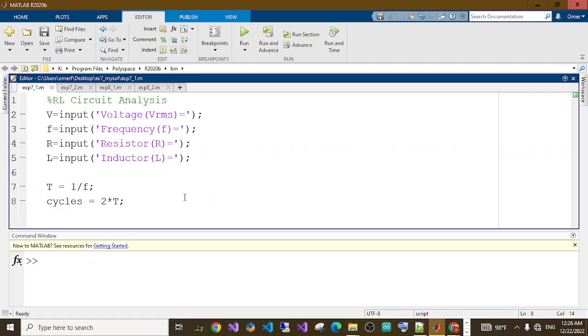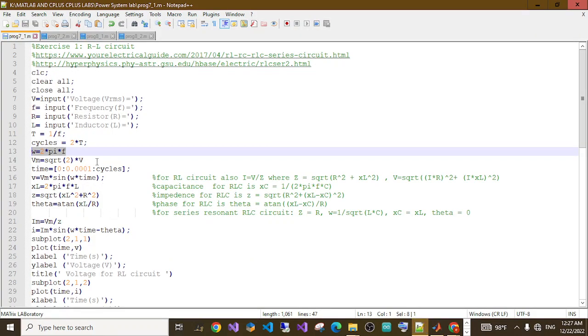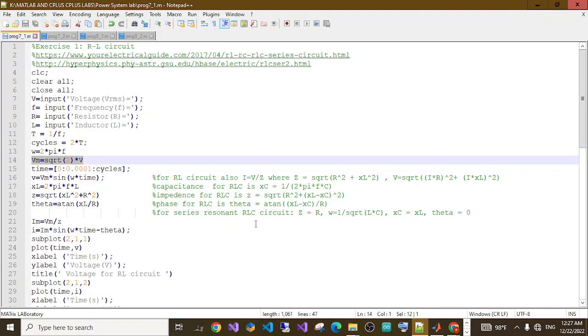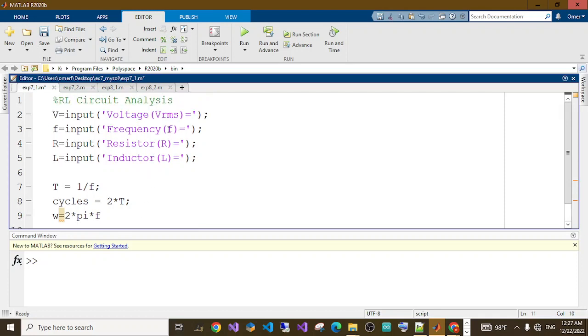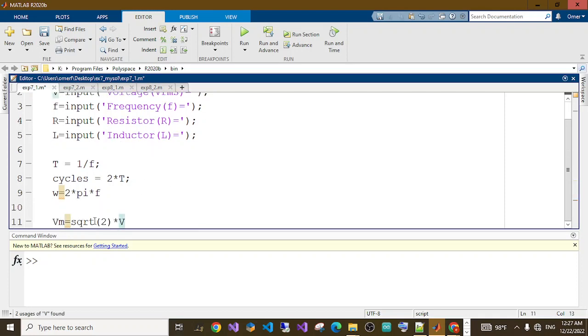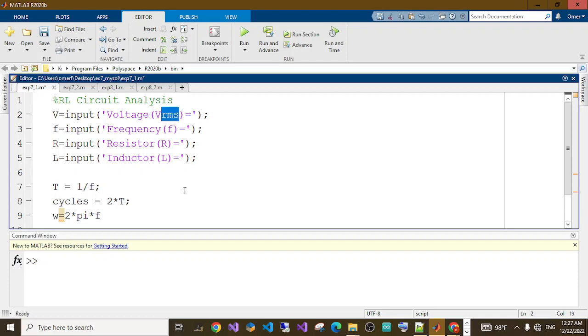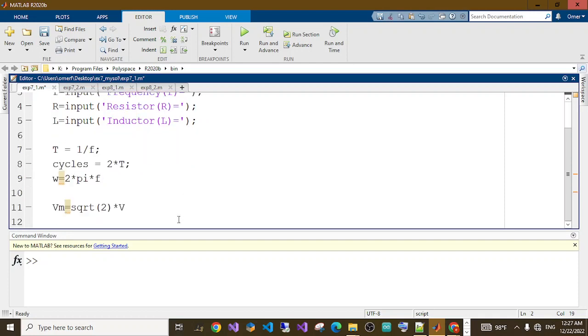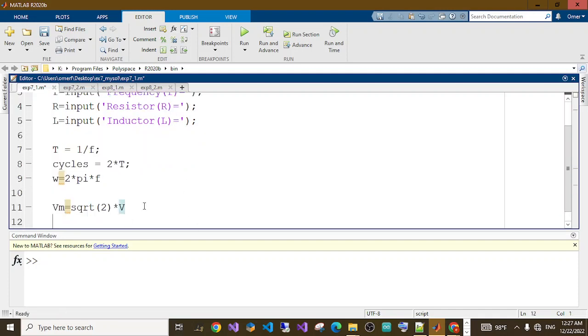Next is the angle, omega, which is 2 pi F. Omega 2 pi F is usually common across most of the questions. Vm is the peak voltage, which is the square root of 2 times V, where V is the RMS voltage. So we get the Vm, which is square root 2 times V.